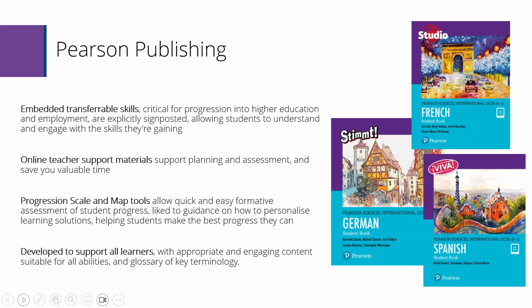There are online teacher support materials. There are progression scale and mapping tools that give you quick and easy formative assessment of students, so you can find the level that they're at and where they need to develop further. And they're also developed to support all learners. It's a 9-to-1 qualification from the most able student at international GCSE level down to the lowest performing student. They are designed for there to be something there for everyone.